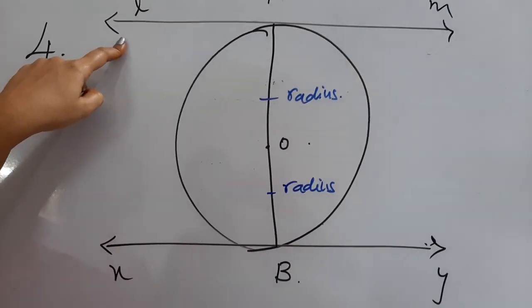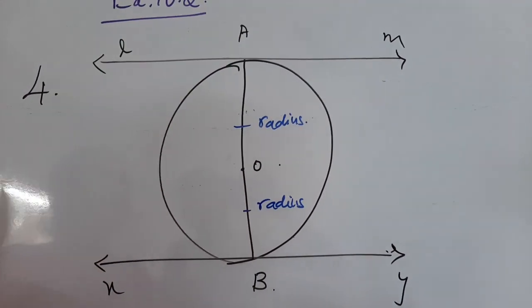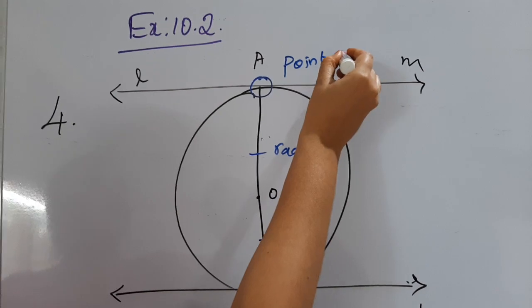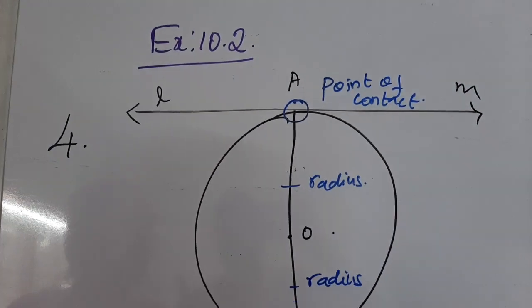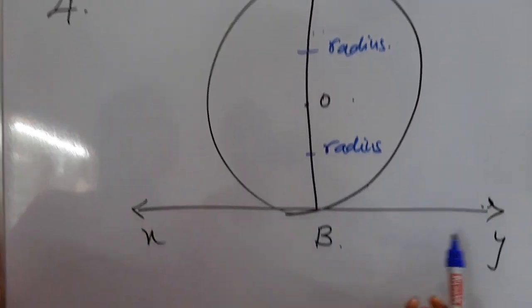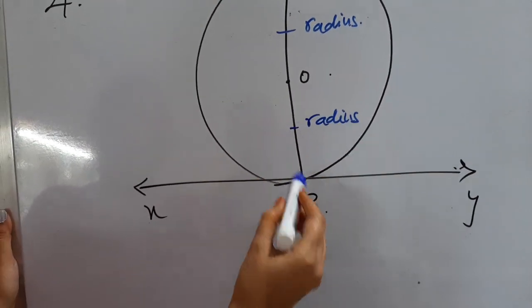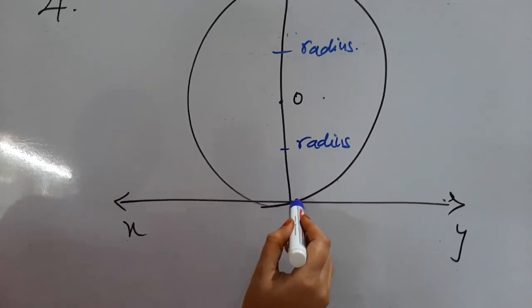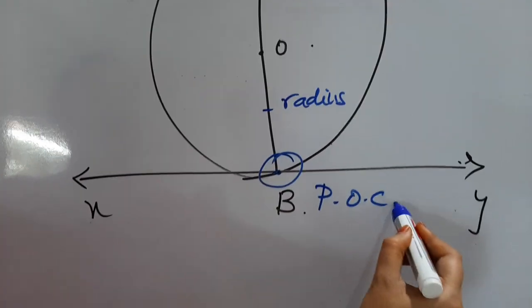I have drawn two tangents. One is LM passing through A. Then what is this point called? The point of contact. Then I have drawn another tangent XY passing through the point B. B is a point on the circumference of the circle, and since the tangent is passing through B, this is also called the point of contact.